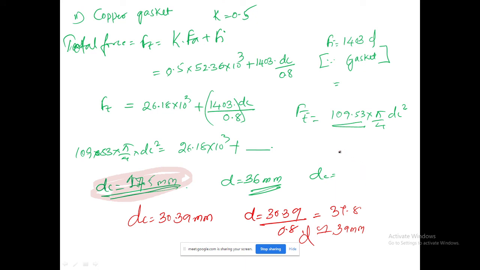So my suggestion is you calculate the tensile cross-sectional area, then based on that you suggest a standard diameter or standard dimensions.